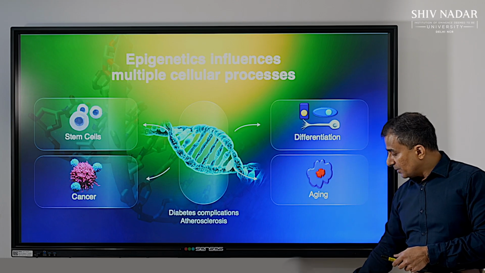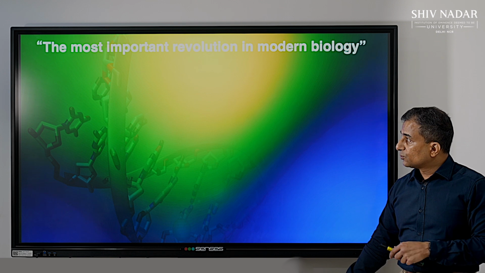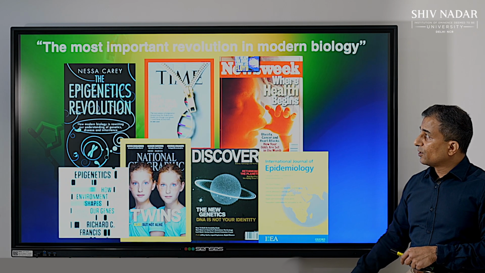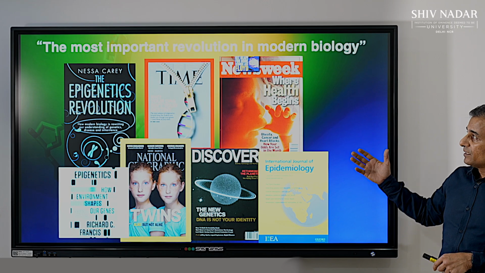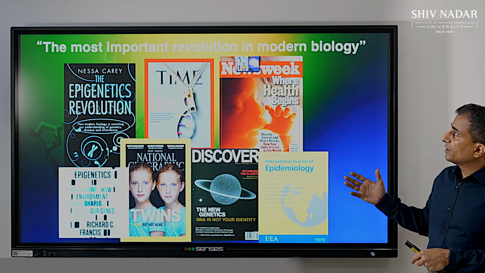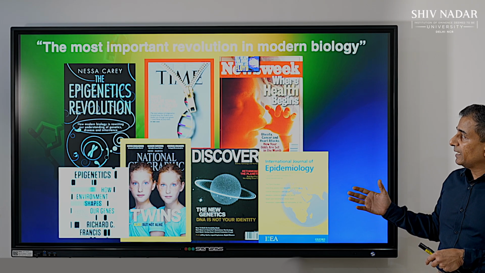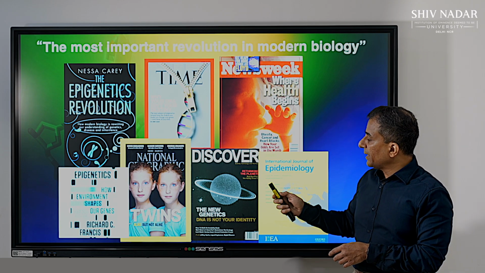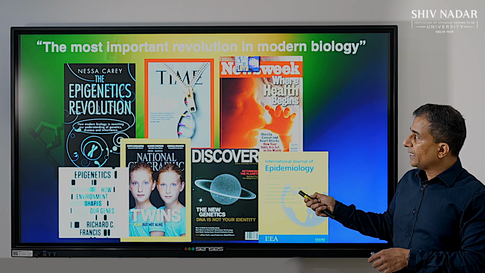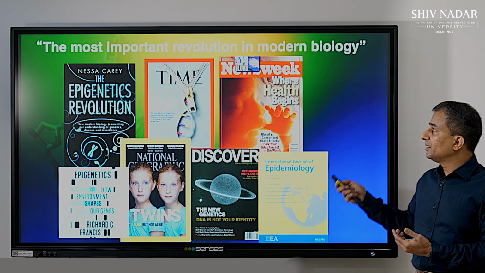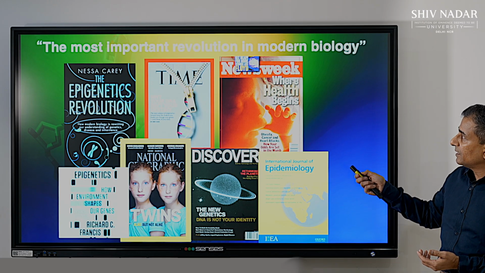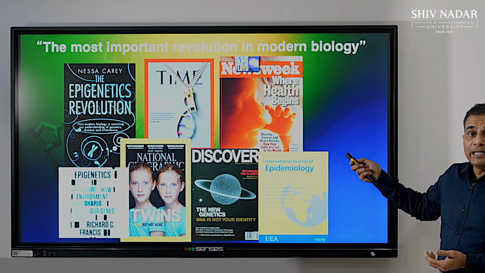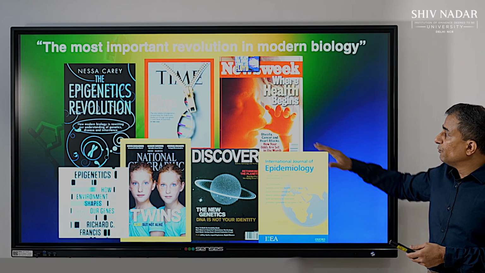So I will again talk about that, how our environment speaks to the genes and how that brings about different modes of regulation. And because of this, epigenetics is considered as probably the most important revolution in modern biology in the past few decades. And if you see the cover page of many of these magazines, you can see the titles. Time magazine came up with this, "Why Your DNA Isn't Your Destiny?" Or here in Outlook, in the Newsweek, you can see a picture of a fetus. And probably that's where the health begins, very early in life, in the womb of the mother.